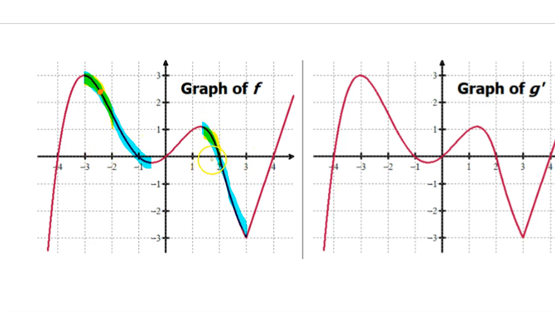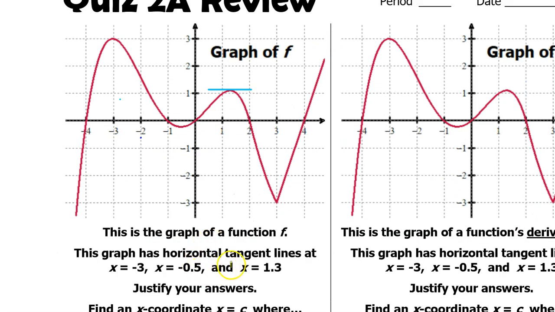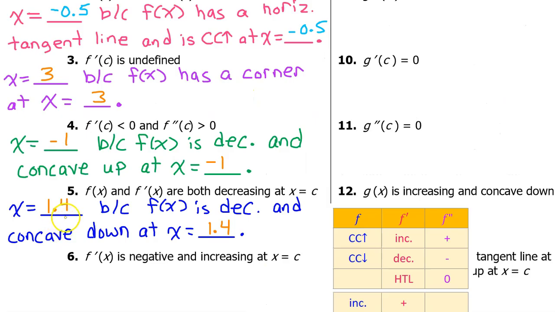It's even safer probably to pick a value in this tiny interval because we are specifically told that f has a horizontal tangent line at x equals 1.3. So we know that this value right here is at 1.3. So if we pick a value of x that is just a tiny bit to the right of 1.3, but super close so we don't get out of the concave down zone, then that'll be super safe. So I would pick a value like 1.4. X equals 1.4 because f of x is decreasing and concave down at x equals 1.4.